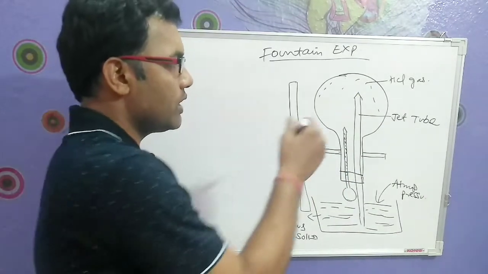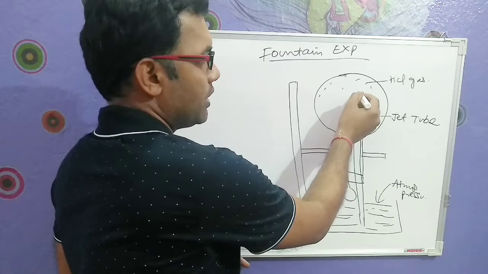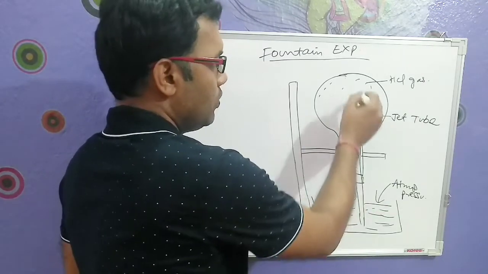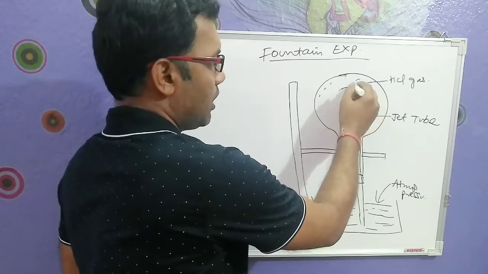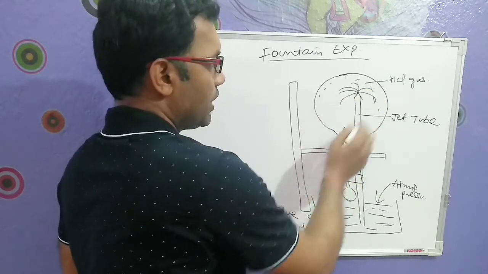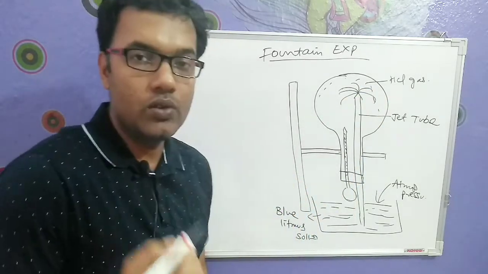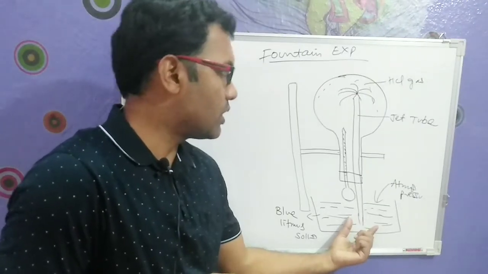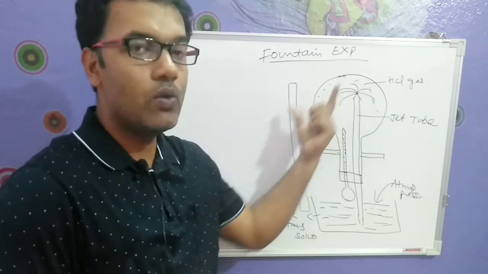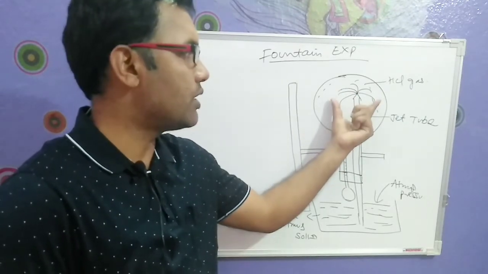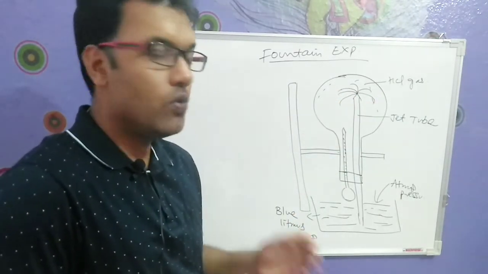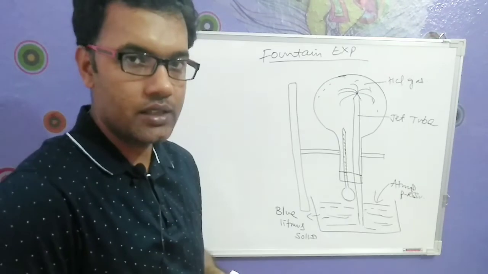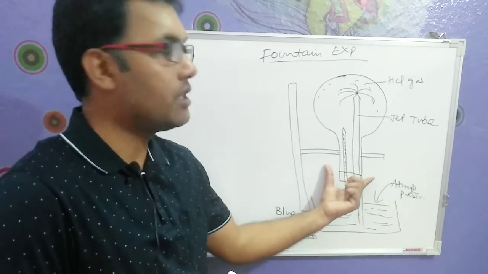Now as soon as it reaches this point, a small orifice is there. From here the blue litmus solution comes out in the form of a fountain. And the good thing you are seeing here is this blue litmus solution changes into a red fountain. So it changes into a red fountain, proving that HCl gas is an acidic gas. Hope student this experiment is clear to you.